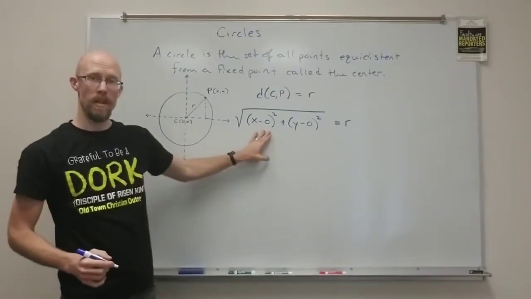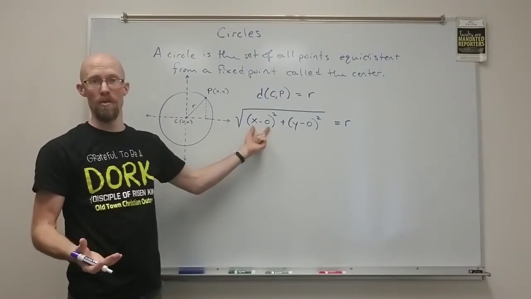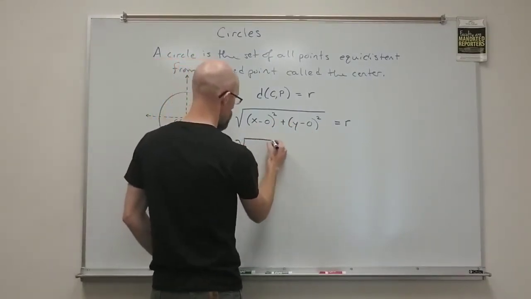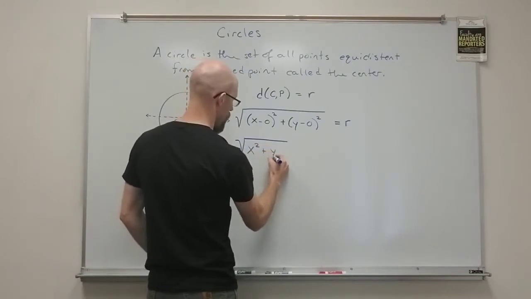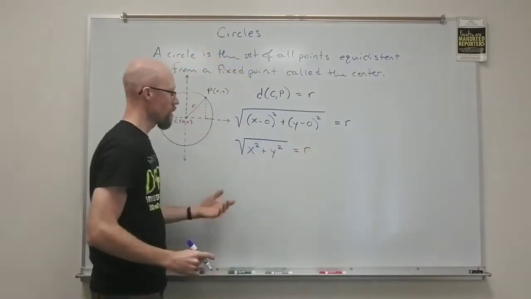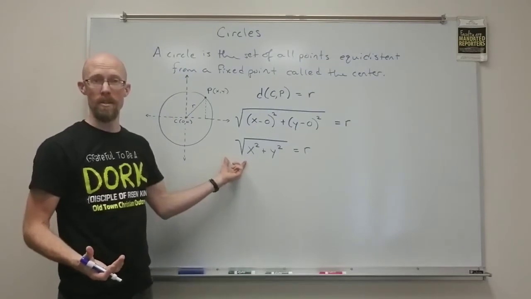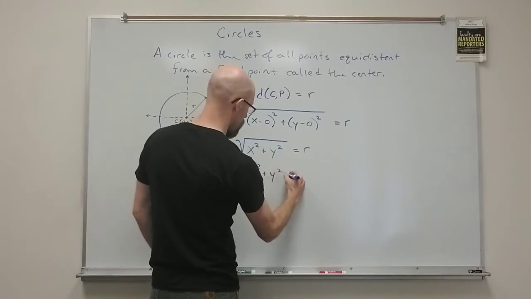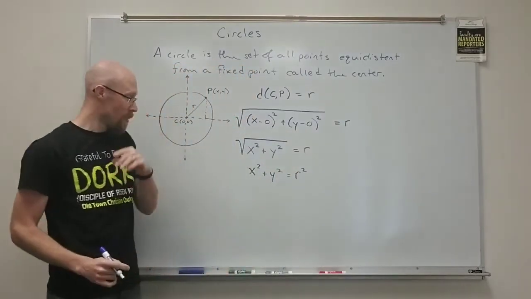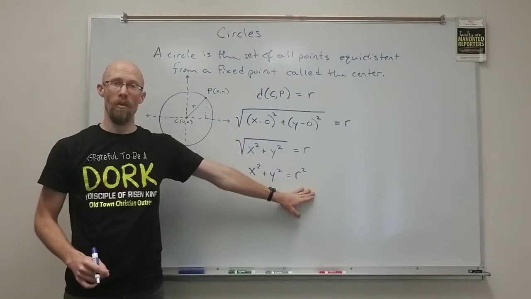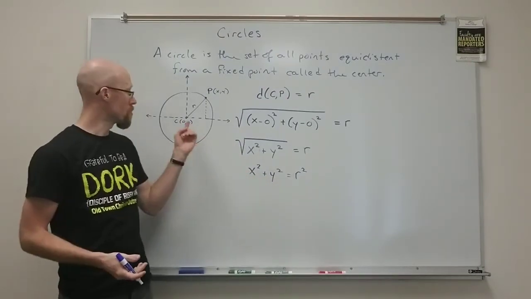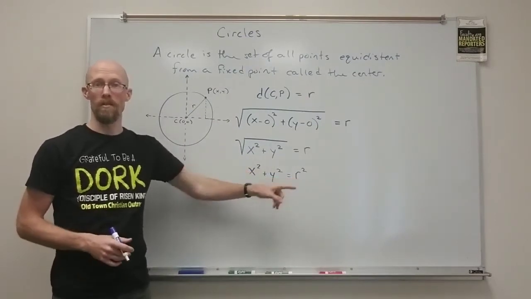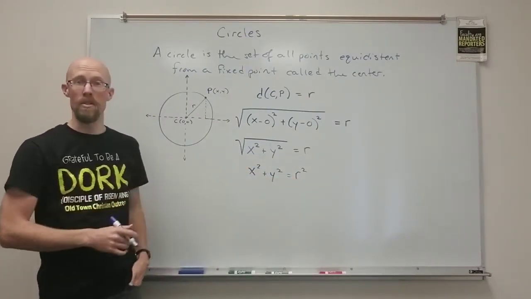Now, if I want to simplify this equation, x minus 0 is just x, y minus 0 is just y, so this could be seen as the square root of x squared plus y squared equal to r. And then, to make this look even nicer, if I square both sides of the equation, I get x squared plus y squared is equal to r squared. This is the general form of any circle centered at the origin with a radius of r. Specifically centered at the origin.